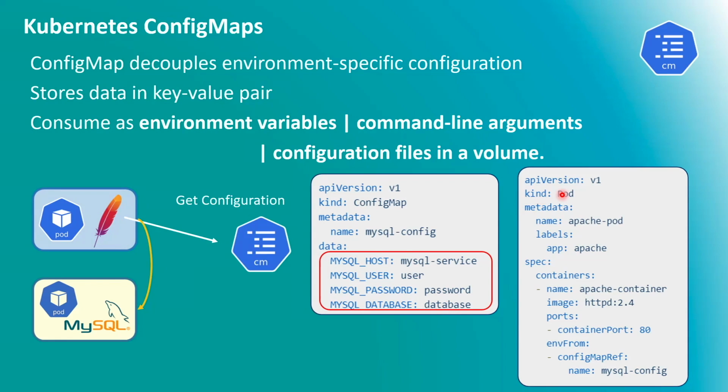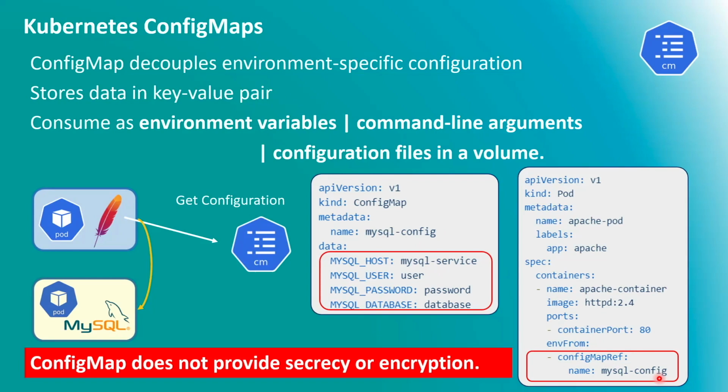Here, the kind is Pod, and if you see my config map reference, here I am specifying the config map name, instead of directly coupling or hard coding the values inside my pod manifest file. But one point we have to remember here: config map does not provide secrecy or encryption. Then you must be asking, is config map applicable to store my passwords or user IDs? The answer is no.